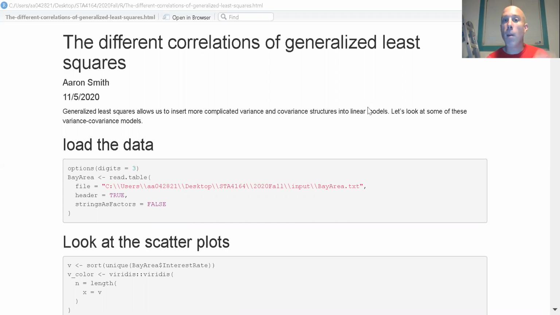Remember, if I'm doing regular simple linear regression, the first assumption is the linear model. The second assumption is that the expected value of the residuals is 0. The third assumption is that the conditional variance of the residuals given the predictors is constant. And then we have that the conditional covariance given X between observations is 0.